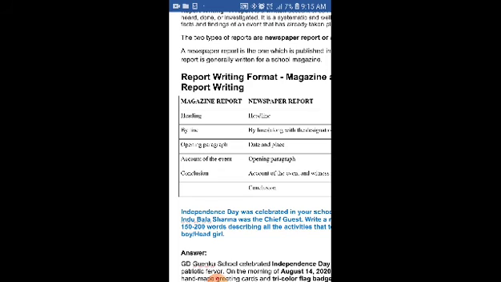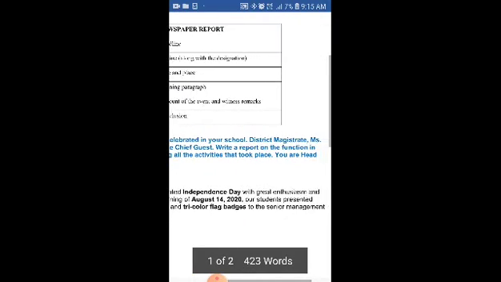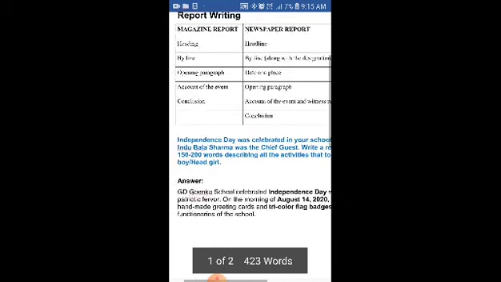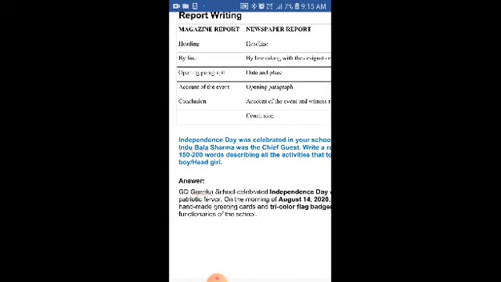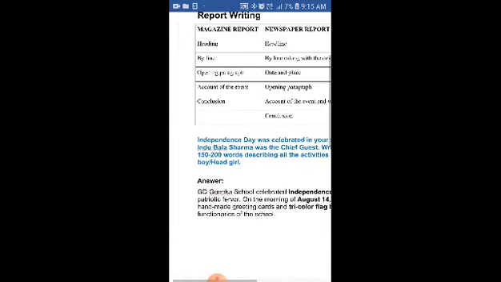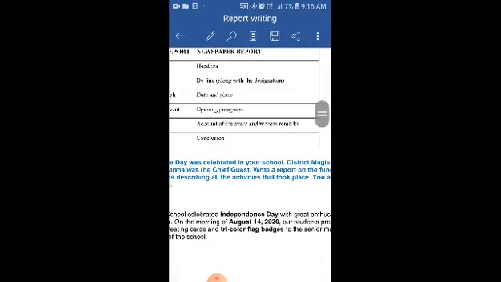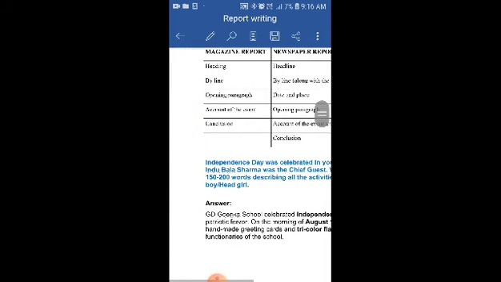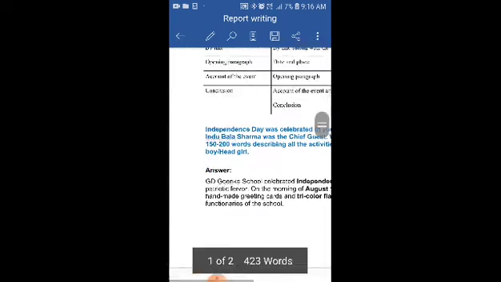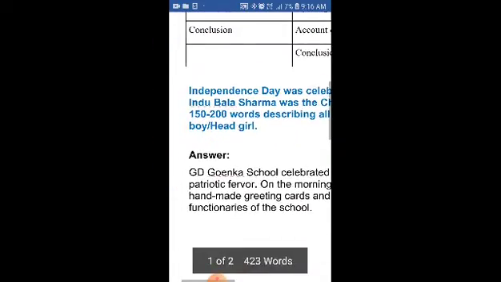So let us take an example of one such report writing. Independence Day was celebrated in your school. District Magistrate Miss Indubala Sharma was the chief guest. Write a report on the function in 150 to 200 words describing all the activities that took place. You are the head boy or girl. Okay, let us see how to write the report. As I said, first we have to go by line, that is the designation.